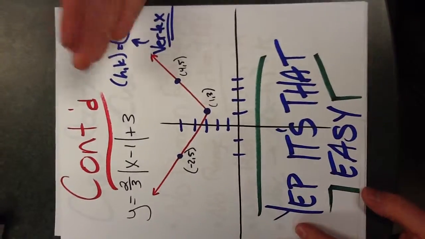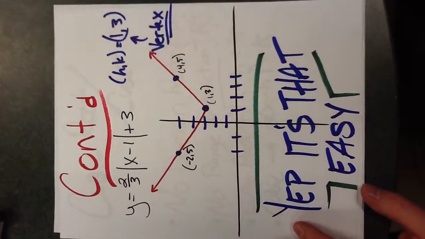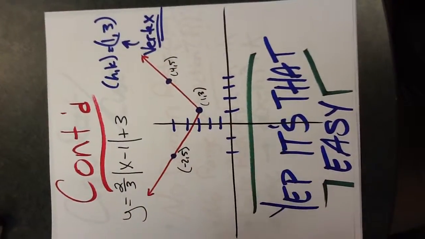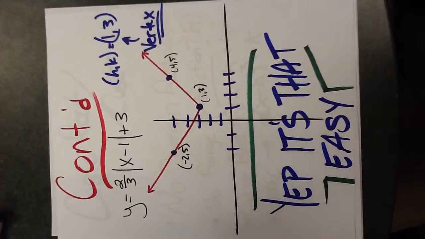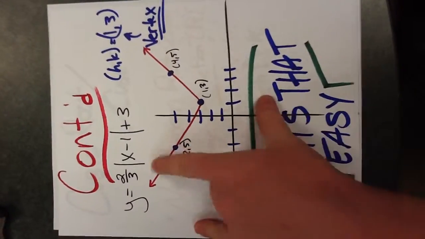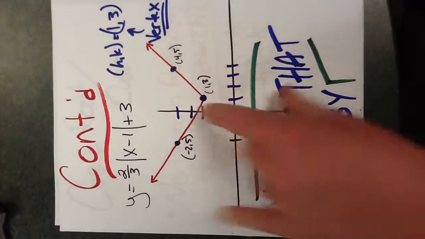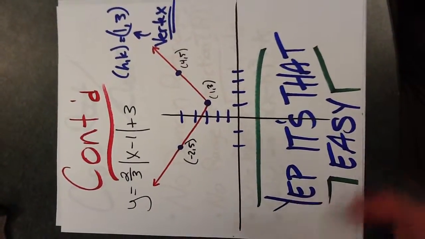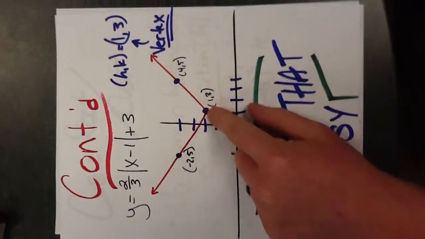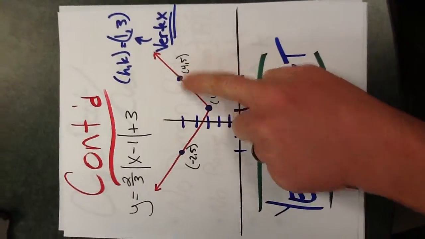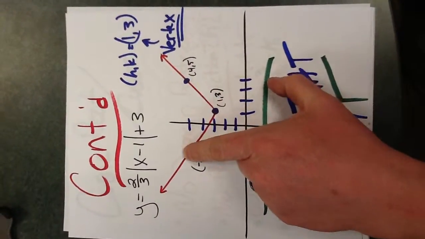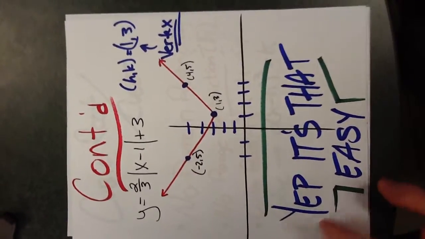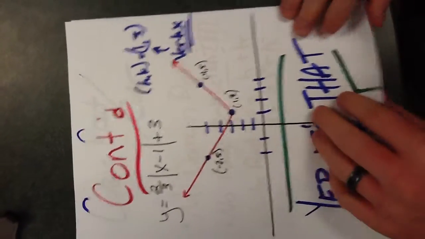Continued. If I have absolute value, y equals 2/3. Remember, 2/3 is a proper fraction. It does something in particular when it's proper. Absolute value of x minus 1 plus 3. h, k is 1, 3. That's our vertex. V for vertex. And we go up 2 to the right 3. And then we go up 2 to the left 3. Okay? Next one. It's that easy. Yes, that easy.